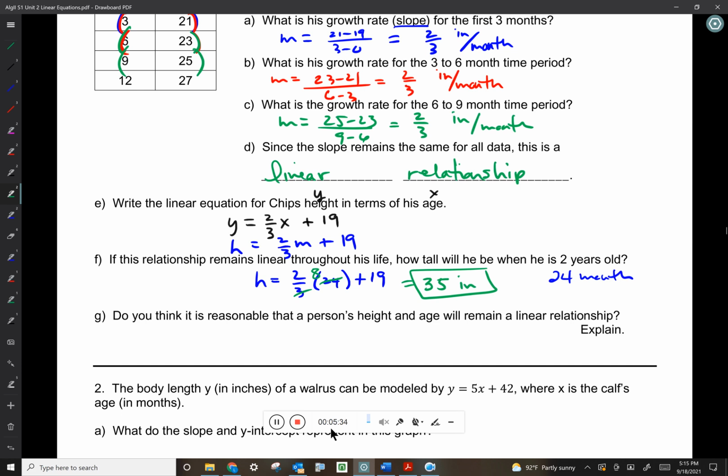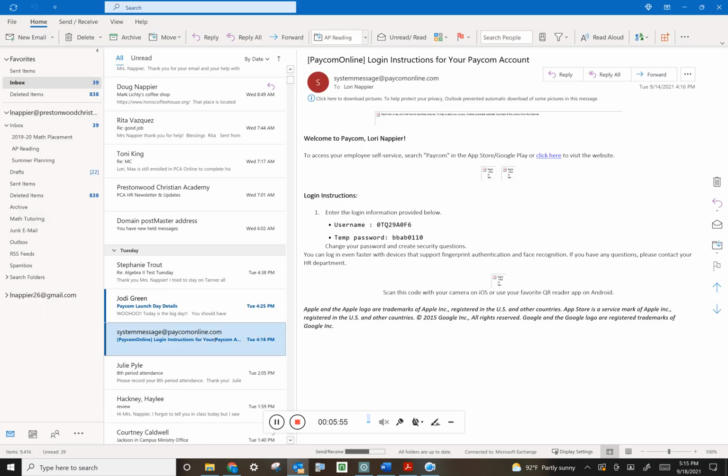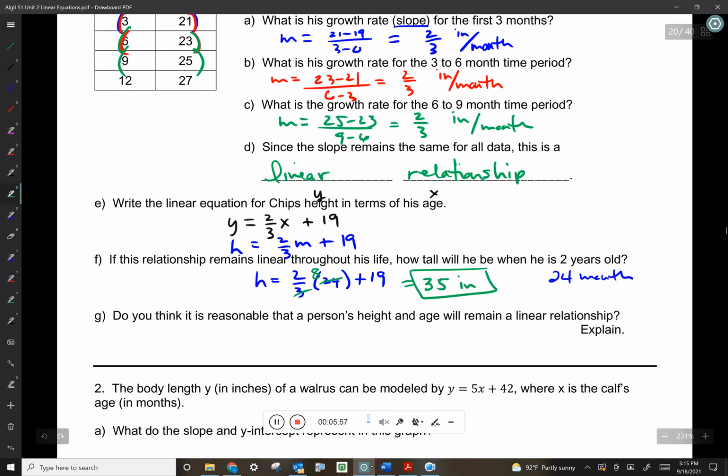Because think about it. Have you ever heard someone say, oh, you're going through a growth spurt, which means you're growing faster now maybe than you did earlier? Or the other thing to think about is at a certain point, don't we stop growing? And so we don't continue to grow, which means we're not going to keep getting taller at the same rate every month. So I definitely think this is a no.